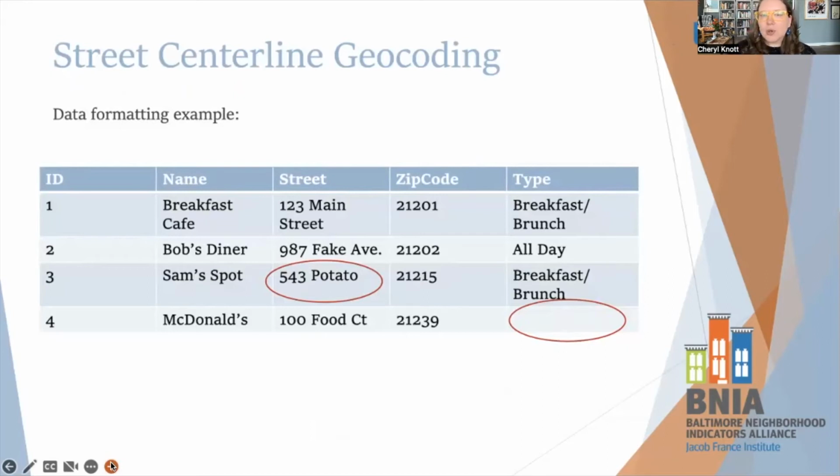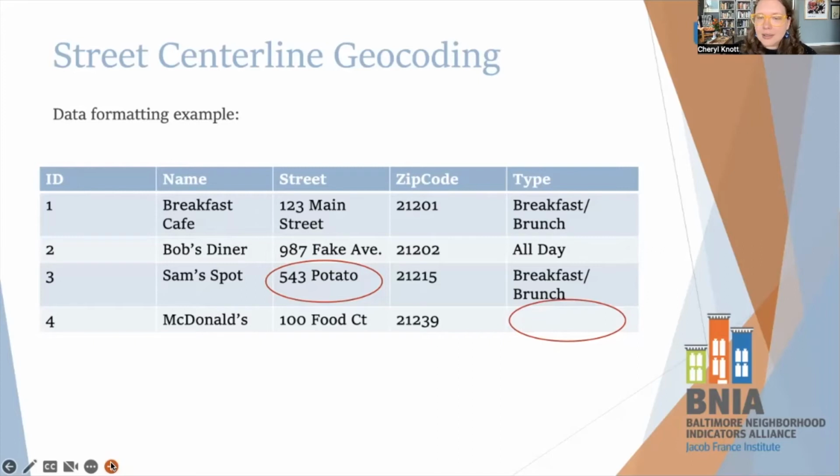So at the Baltimore Neighborhood Indicators Alliance, we do a lot of data work where we receive data that needs to be coded. So we have information oftentimes from a lot of our data partners and folks that create data and share it with us, information that just has, for instance, a street address and perhaps a city, state, or zip code. This mock example is 4 locations of restaurants. So we've got the Breakfast Cafe, Bob's Diner, Sam's Spots, McDonald's.